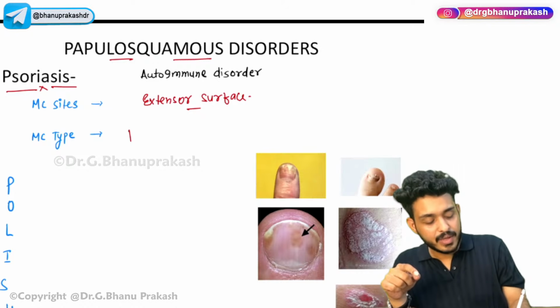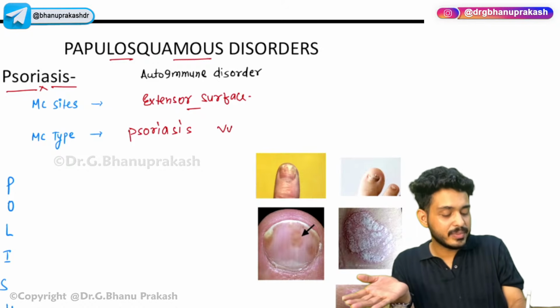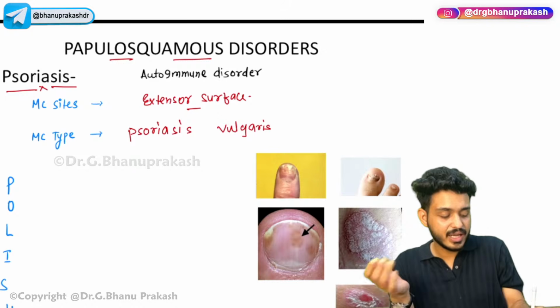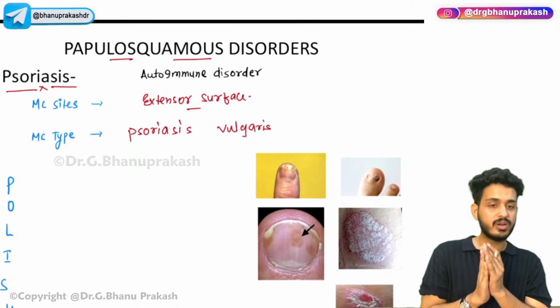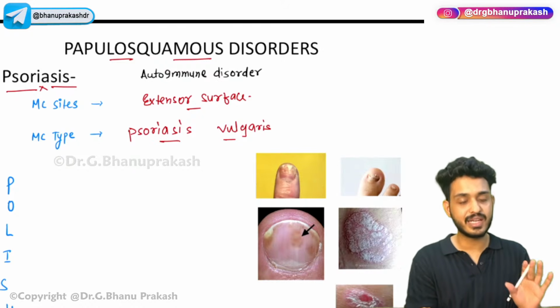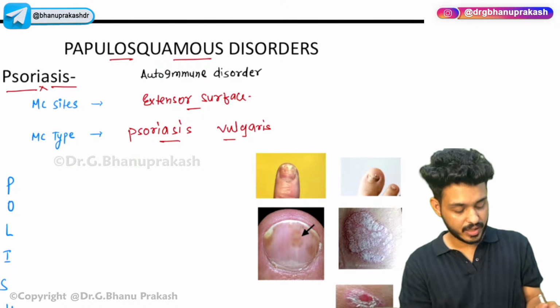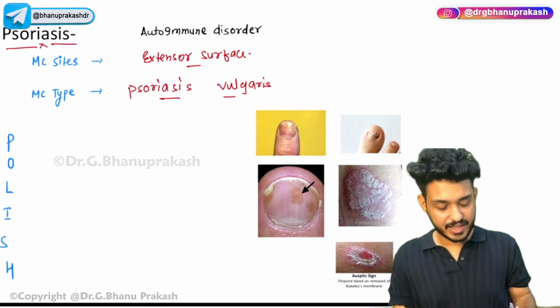Most common type, no need to worry, that is psoriasis vulgaris. Wherever you study about the most common something, the answer in dermatology would be vulgaris. Dermatology is a short, sweet subject, right? So with psoriasis vulgaris, you can easily score 100% here. What is the mnemonic that you have to remember for psoriasis? That is POLISH, guys.